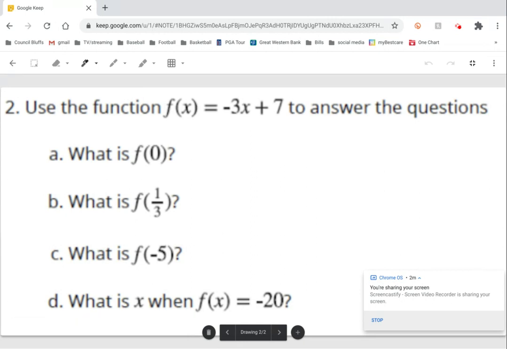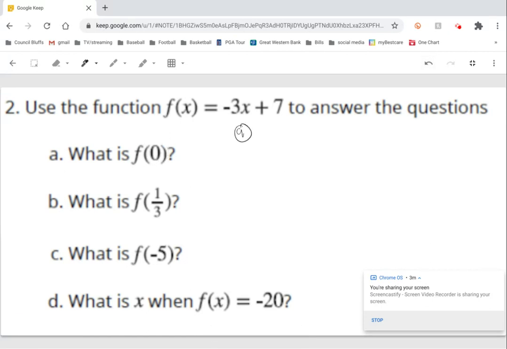Use the function f of x equals negative 3x plus 7 to answer the questions. So what is f of 0? So this is a review of function notation. And if you forgot from last year or from Algebra 1, whatever number is inside the parentheses, that is the number that you plug in for x. So for part A, I'm going to plug in 0 for x. Part B, what is f of 1/3? I'm going to plug in 1/3 for x, so on and so forth.